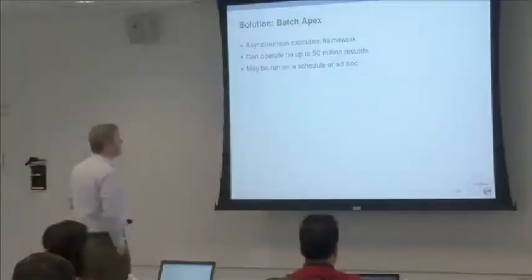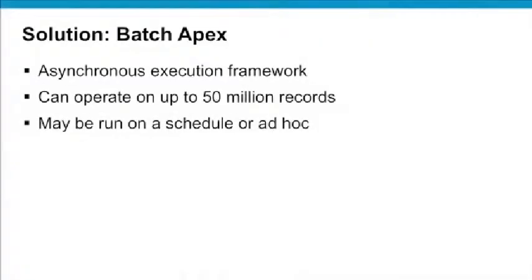Okay? So Batch Apex, it's an asynchronous execution framework that can operate on up to 50 million records. It is a very high volume mechanism, so you could go through your list of contacts or whatever, over a long period of time if we had 50 million, to perform some sort of conversion or cleansing or whatever to that data.